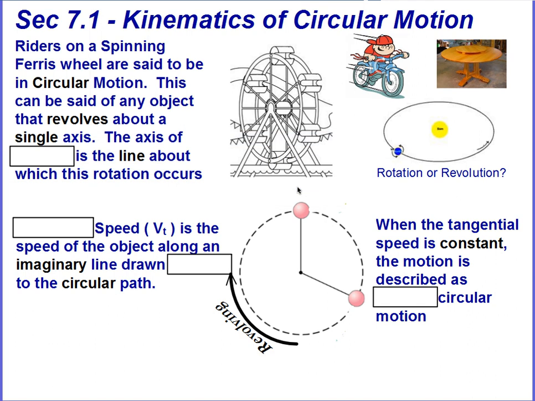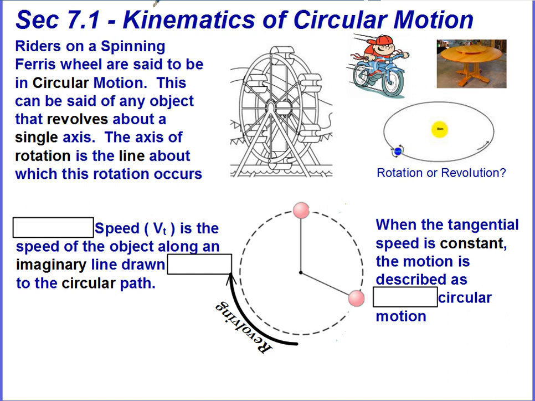So we now begin our study of objects that move through a circular motion, or really any kind of motion in which our direction changes. Riders on a spinning wheel are often said to be in circular motion. This can be said of anything that revolves about a single axis. That axis is called the axis of rotation. It's a line about which that rotation occurs.